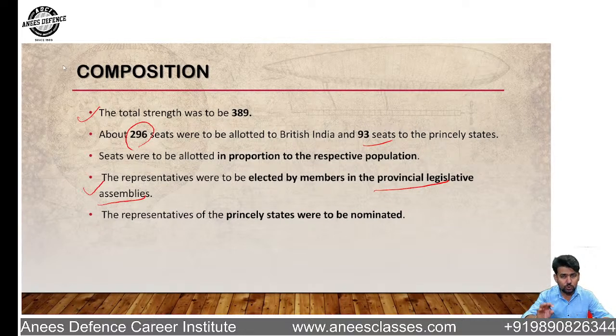So this was about those territories which were under the control of the British. But what about princely states? The members from princely states were not to be elected, but rather nominated by the respective princely states. This is how the Constituent Assembly became a partly nominated and partly elected body. And that too not directly elected, but indirectly elected, because people didn't directly elect these members. It is the provincial legislative assemblies who elected the members of the Constituent Assembly. So this was about the composition of the Constituent Assembly.